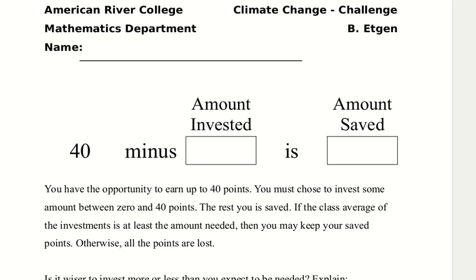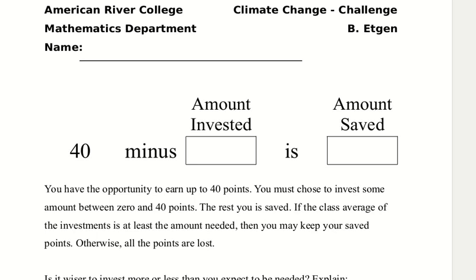So basically, I'm giving you 40 points. And if you invest 0 points, so if you put a 0 in that amount invested column, then you'd save 40 points. You could use those 40 points over the course of the semester. So you have an opportunity to earn up to 40 points. You must choose to invest some amount between 0 and 40 points. You could invest 0 points, in which case you'd save 40. You could invest 40 points, in which case you'd save 0.